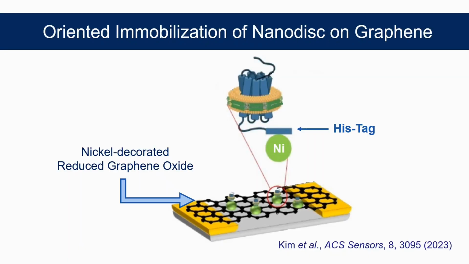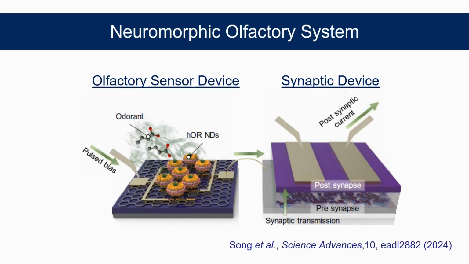And this is another example for the correct orientation. In this case, we use nickel-decorated reduced graphene oxide as a sensor material. And this nickel will specifically bind with the His-tag. It is located at the C-terminal end of this receptor protein.